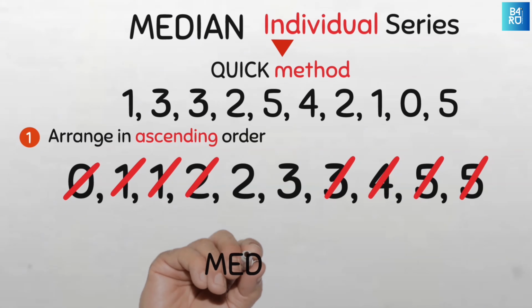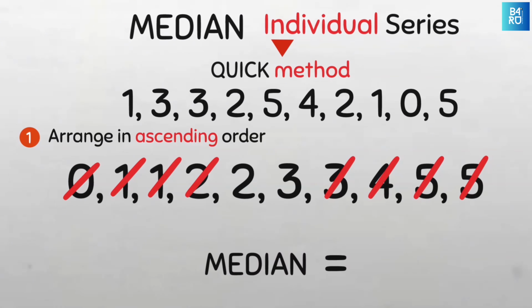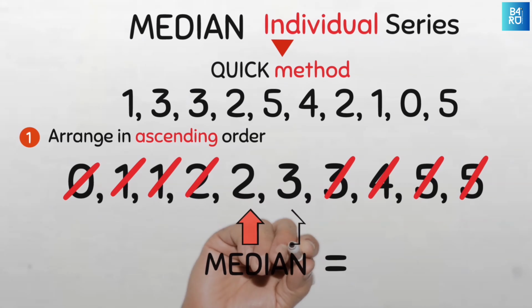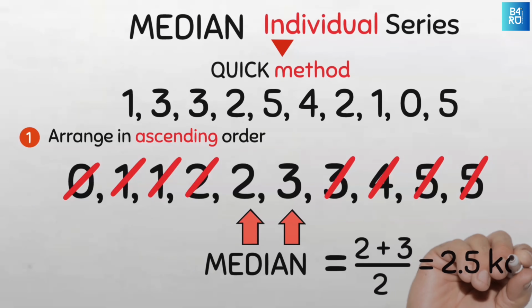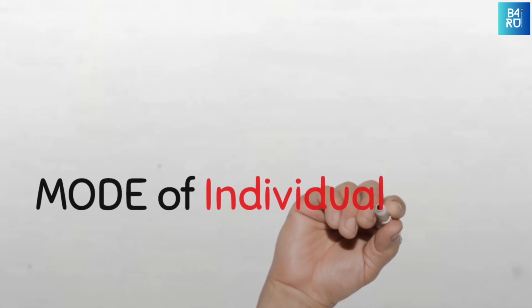Then this, and finally this and this. And guess what? We're left with two numbers. All right. So we will just find the average of 2 and 3 and get the median, and that will be 2.5. So our median is 2.5. Easy peasy.